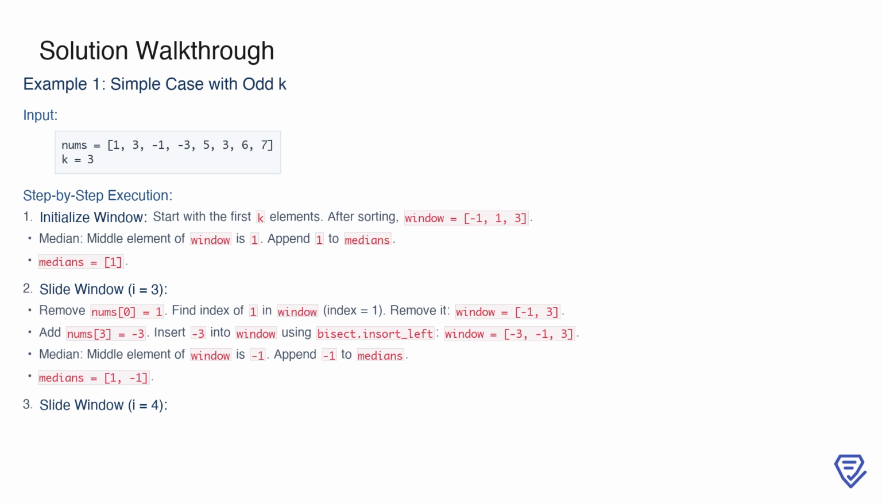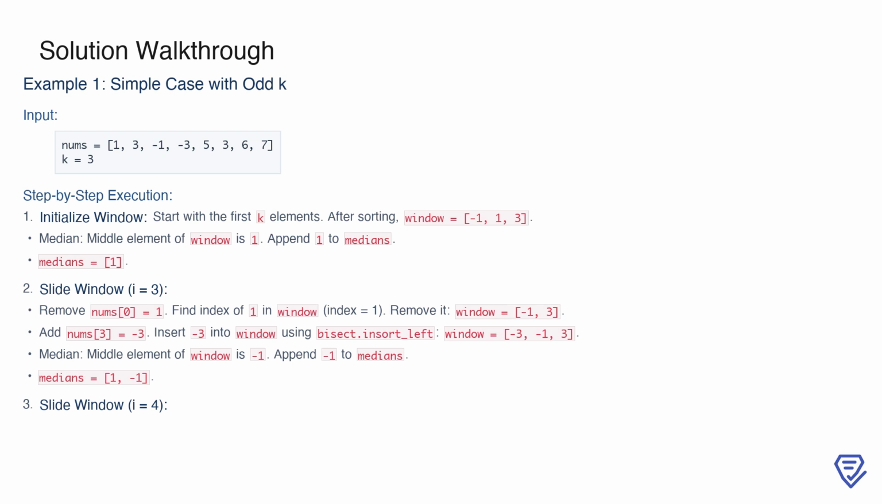To solve the problem, we start with a simple example where the window size, k, is odd. Given the input array nums and k equal to 3, we begin by initializing a window with the first three elements, 1, 3, -1. After sorting, the window becomes -1, 1, 3. The median of this window is the middle element, which is 1. We append this value to our medians list, so medians is now 1.